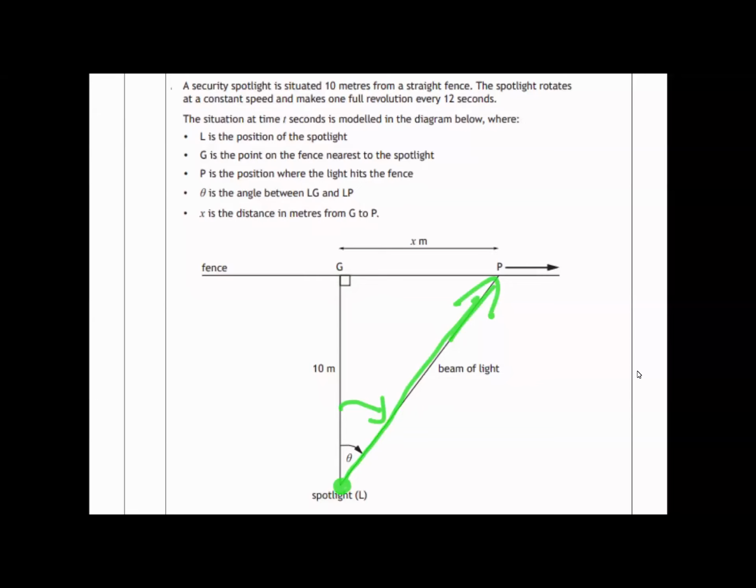X is the distance in meters from G to P. And this is 10 meters, because the spotlight is situated 10 meters from a straight fence. Can you understand the story so far? Okay, good. Here they gave you one important line, which is one full revolution every 12 seconds. One full revolution is how many degrees? 360 degrees.